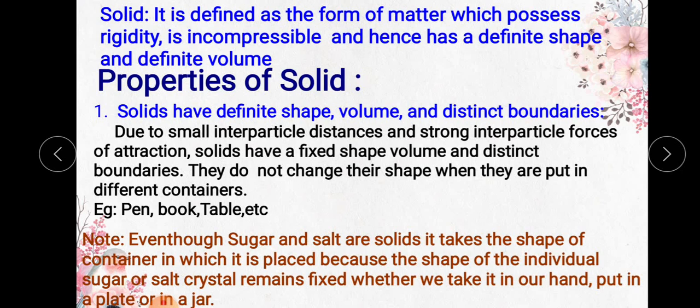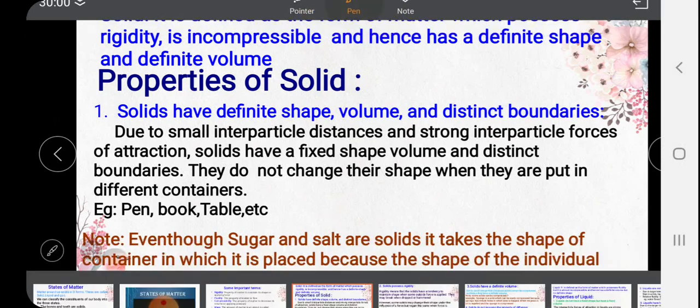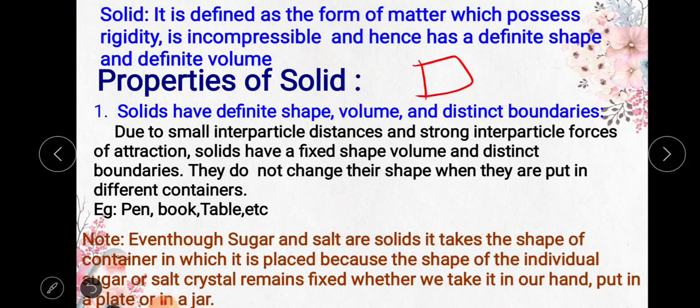For example, if you take a sugar crystal, or any box, for example, a wooden box, can it change its shape? No, it has a definite shape, volume, and even distinct boundaries, square or rectangular, any shape it may take. Due to small interparticle distances and strong interparticle forces of attraction, solids have a fixed shape, volume, and distinct boundaries. They do not change their shape when they are put in different containers.